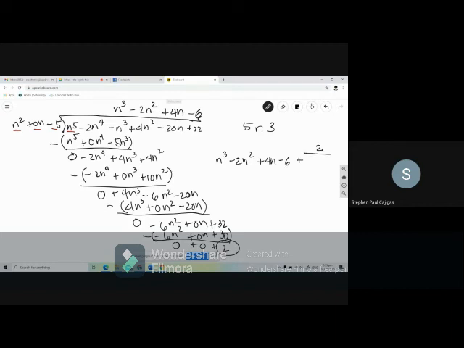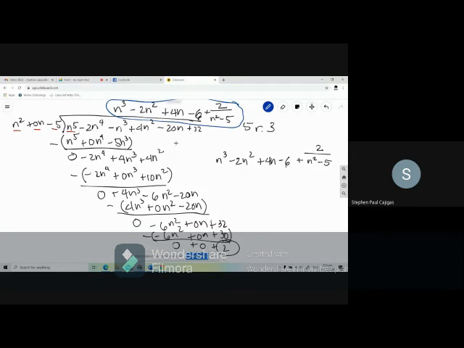We can also write the 0n. So it is plus 2 over n squared minus 5. So that is our final answer: n cubed minus 2n squared plus 4n minus 6 plus the remainder 2, but written as 2 over n squared minus 5 so that when we multiply, we get back the original.